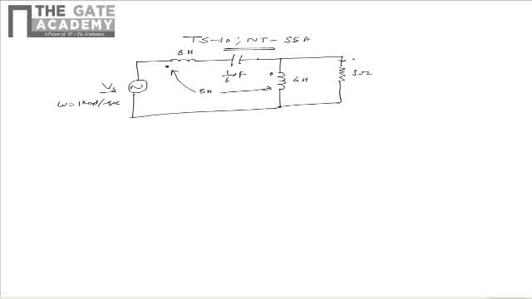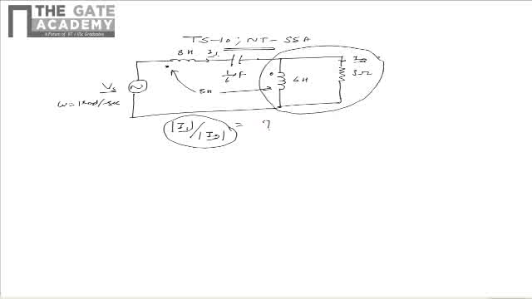It is given that the current through the 3 ohm resistor is I2 and the current through the capacitor is I1. We need to find the ratio of absolute value of I1 with absolute value of I2. We can find this ratio by applying KVL to the closed loop marked. We can say that the drop across the 6 Henry inductor is I1 minus I2.